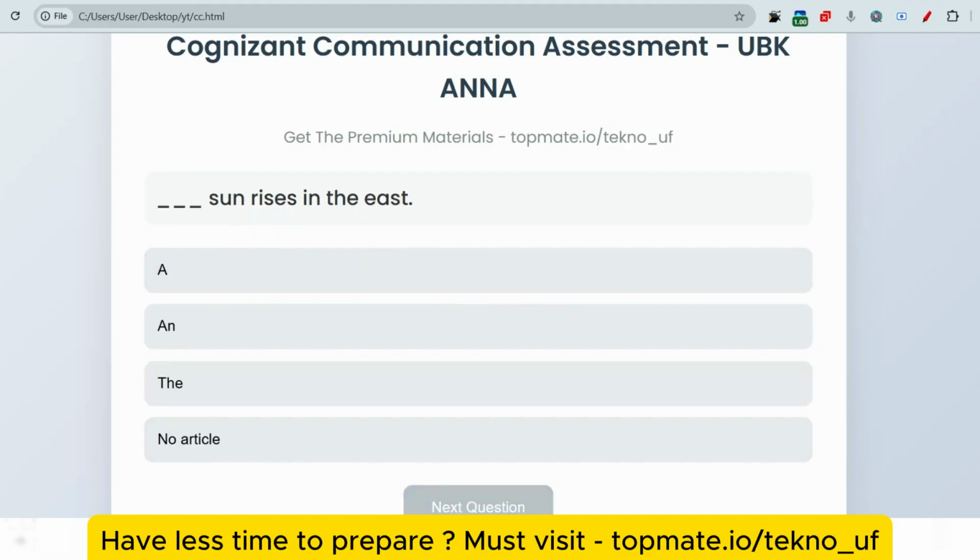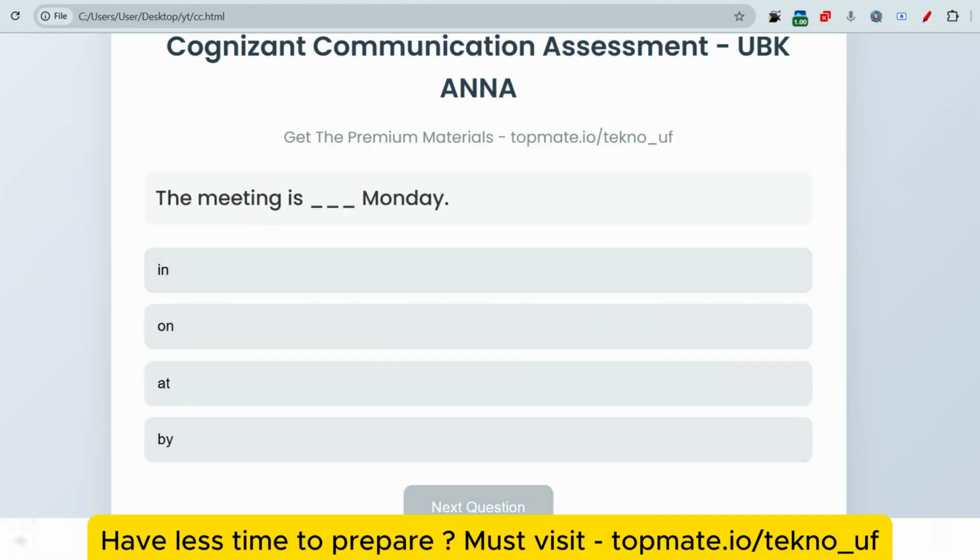That is this. Dash sun rises in the east. A sun rises in the east, and sun. S is not among A, E, I, O, U, so an is eliminated. A should not be used because this is a unique noun. So that's why A should not be used. No article is also not possible. The should be used because this is a uniquely identified noun. Okay, so I hope you understood. Let me go to the next question.